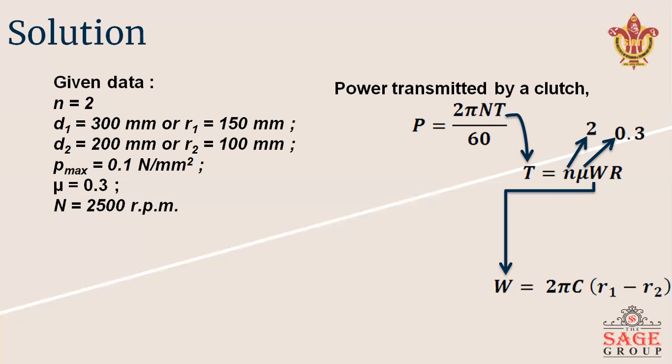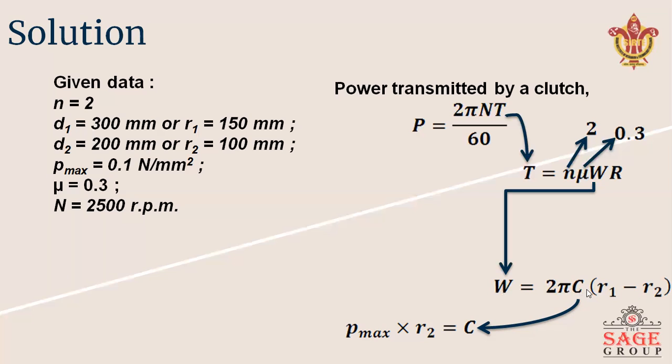We have already discussed in the uniform wear theory that P max, the maximum intensity of pressure, into minimum radius is equal to C. C is a constant. So P max into R2 is equal to C, and from here we will get the value of C. We already have P max equal to 0.1, and R2 equal to 100 mm. So we will have the value of C, and substitute this value in the equation for load transmitted to the clutch.